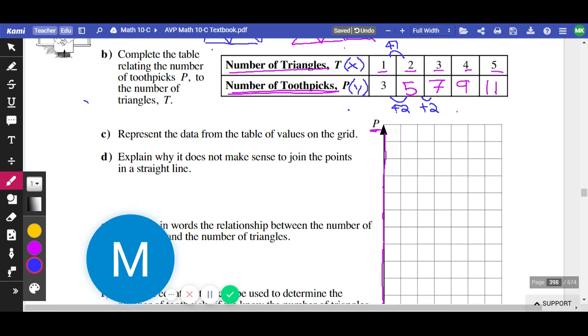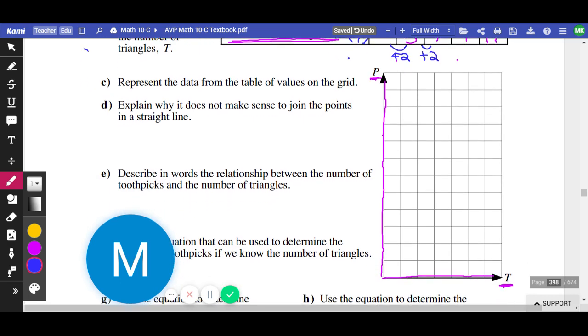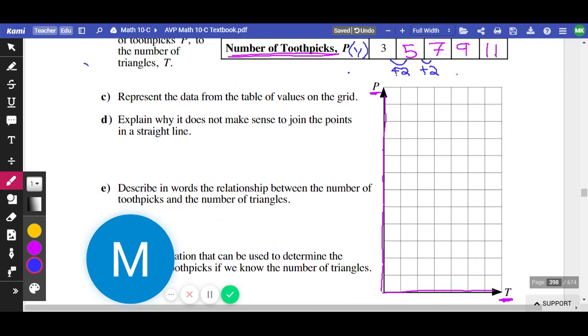And now I could take these points and put them on the grid. The very first point would be at 1, 3. 1 to the right, 3 up. I'm just too big, I just can't quite get on there. So my first point would be at 1 triangle, so 1 to the right, 3 up. 1, 2, 3, right there. That point represents that it takes 3 toothpicks for 1 triangle.